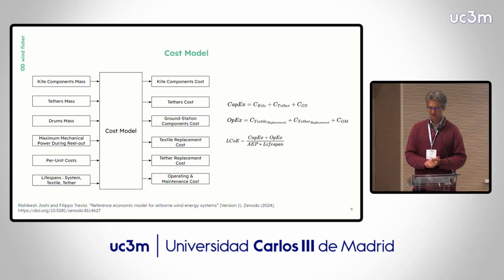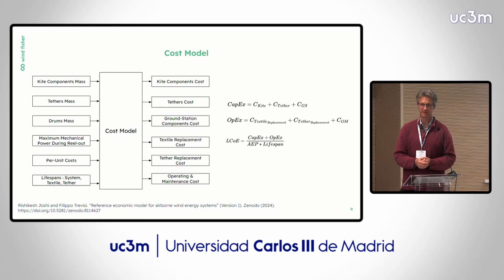Then all of that comes into the cost aspect with the cost drivers, so performance and physical characteristics. We put it into our cost model, and then we get all of our different costs. And then we're just doing a simple LCOE analysis: how much does it cost per year for the number of kilowatt hours that we're producing?